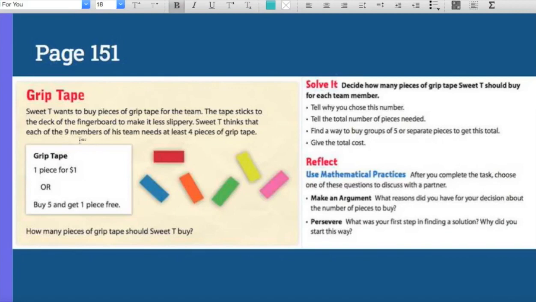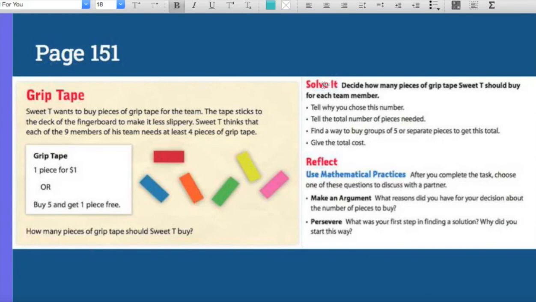So what would we do here? 9 and 4 to make, how many pieces of grip tape would we have altogether? Because 1 piece of grip tape is $1. Or should he buy 5 and get 1 piece free? How many pieces of grip tape should Sweet Tea buy? I want you to think of how you would figure out how many pieces of grip tape we would need, because it says at least, so we can have more than 4 per person. But what is going to be the cheapest way, the best way to do this?